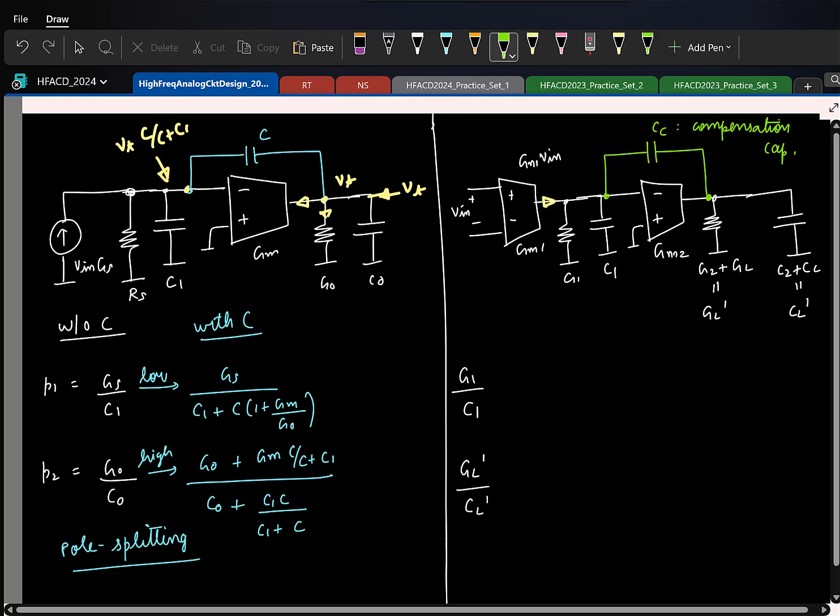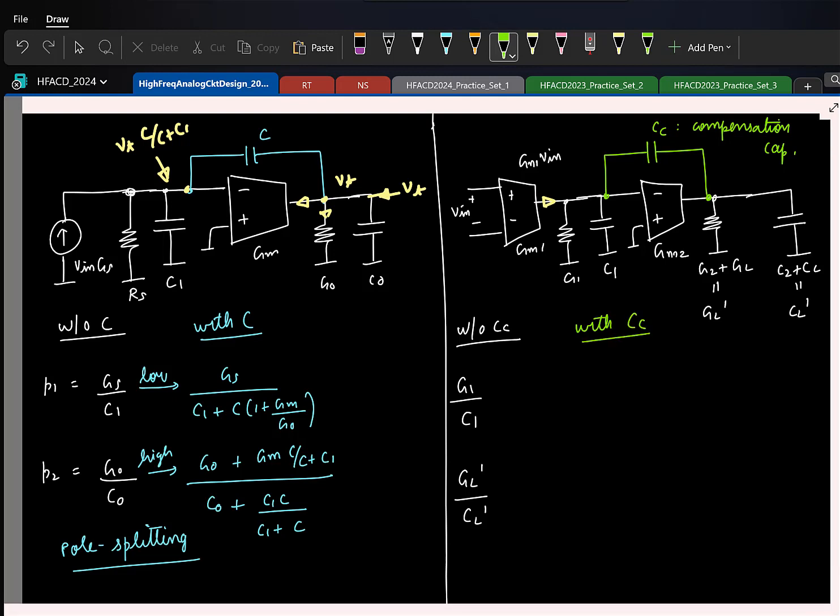Okay. So once I do that, can you tell me the pole locations now? Let me write. This is without CC. Now I added CC. Where will be the poles now? G1 by C1 plus CC into Gm2 by, okay, same thing, the existing capacitance plus this capacitor multiplied by the DC gain of this guy.